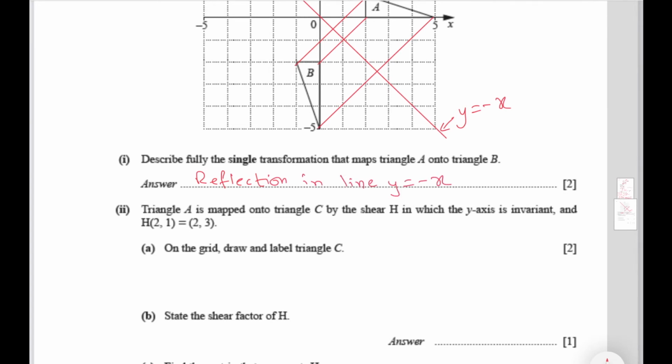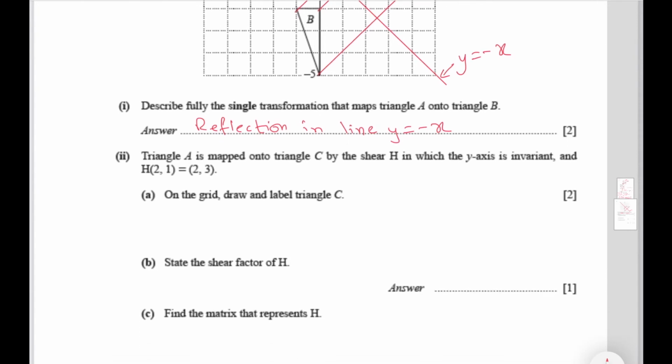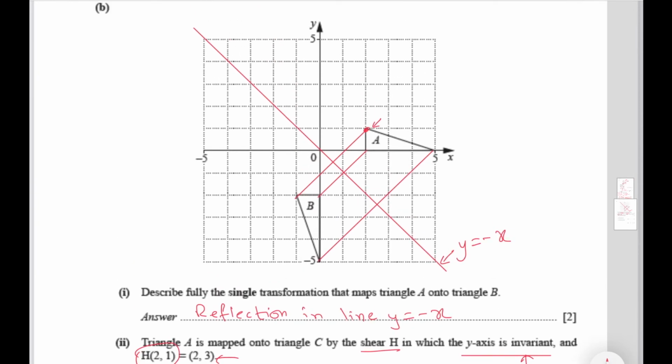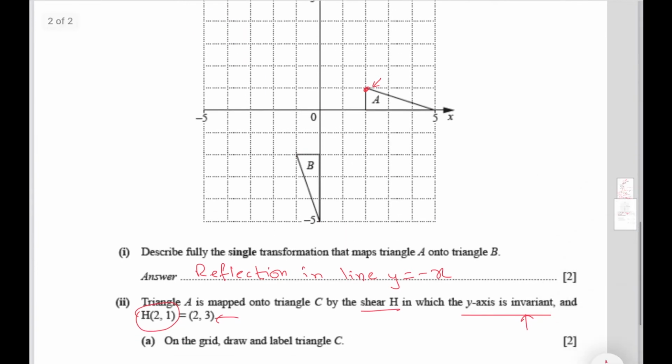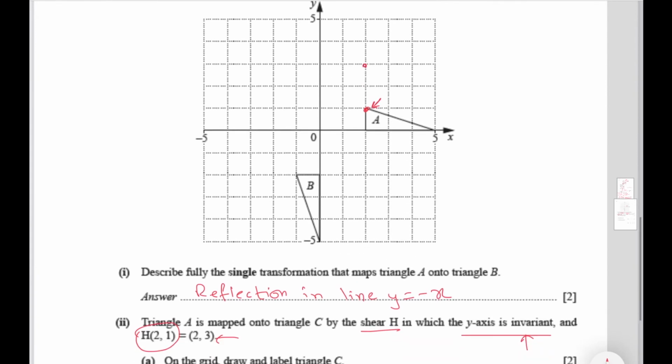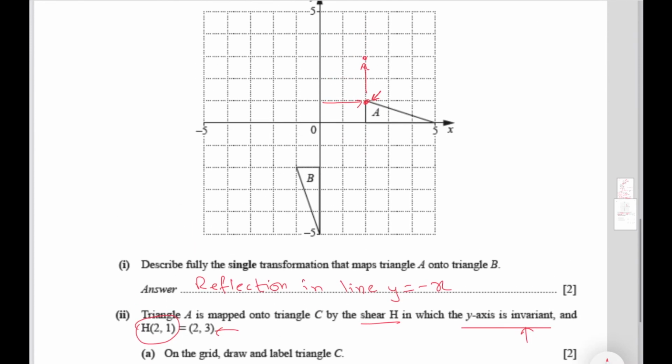in line y equal to negative x. Okay. The next part says triangle A is mapped onto triangle C by the shear H, in which the y-axis is invariant. The invariant line is the y-axis, and H times (2, 1) gives us (2, 3). This (2, 1) is actually the coordinates of A right over here. Let me remove all other things so that it is clear to us. So the coordinates of A switch from (2, 1) to (2, 3). That means the distance over here was 2 units and it went up by 2 units. So the distance from the line of invariance was 2 and this went up by 2 as well.